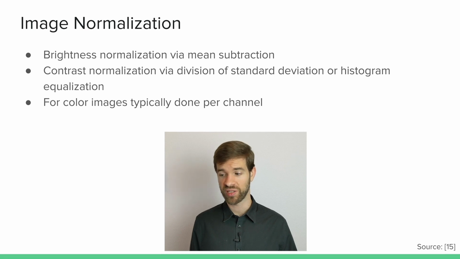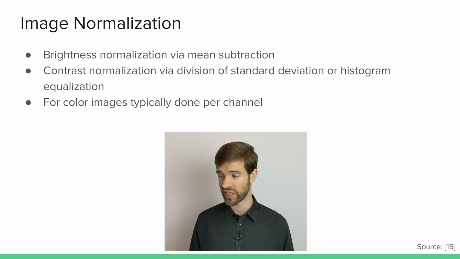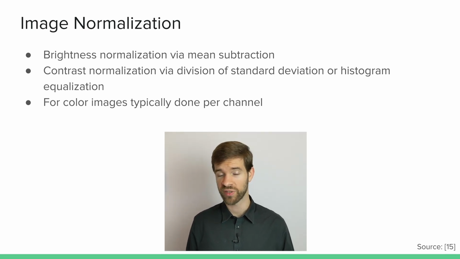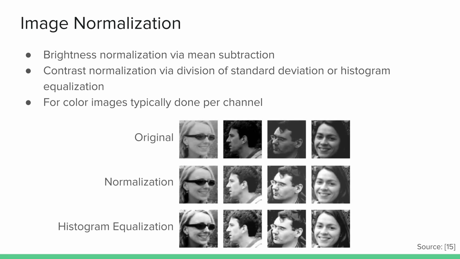Brightness normalization can be done by mean subtraction, so you just compute the mean brightness of all your samples and then subtract it. Contrast normalization is done by a division by the standard deviation, or you can do histogram equalization to take a look at the histogram and try to even that out. And for color images, what you're typically doing is you're doing it per channel. So here are some examples of your original, and then you apply some sort of normalization or histogram equalization, and you can see that the images now look much more like the others.